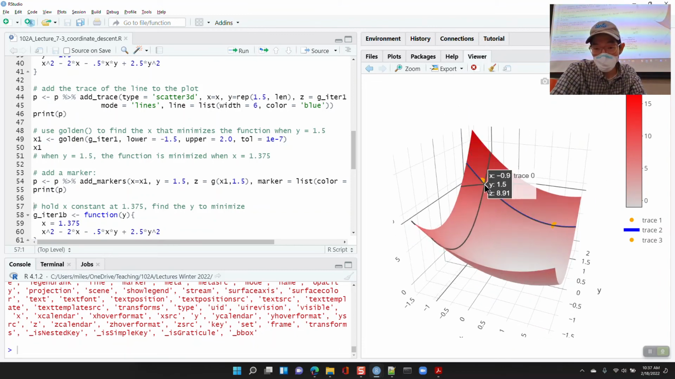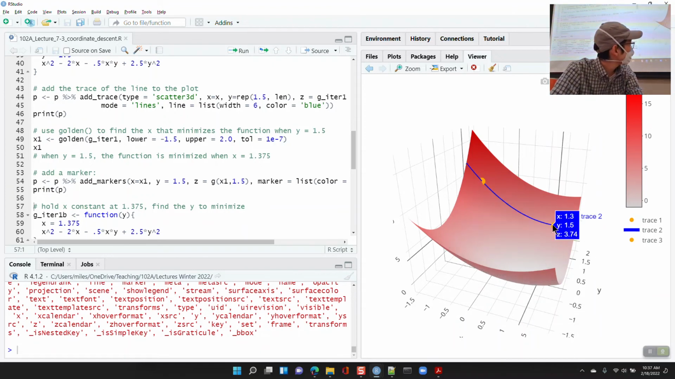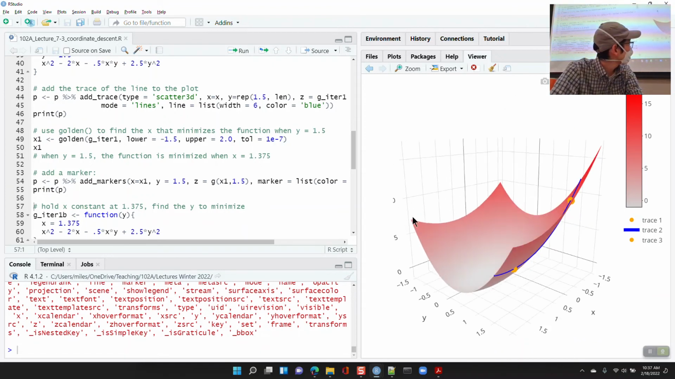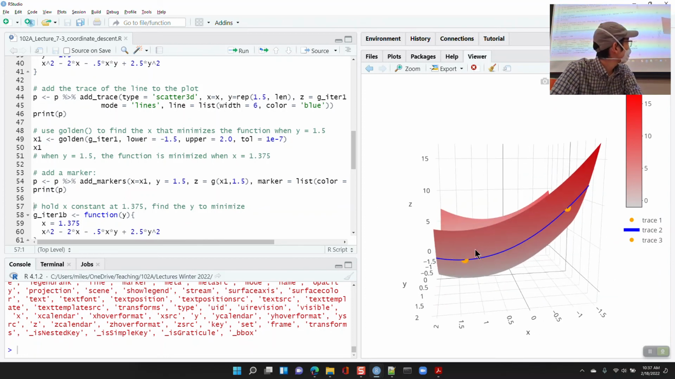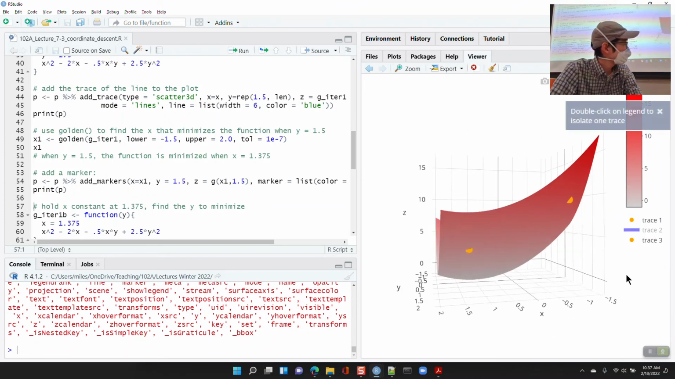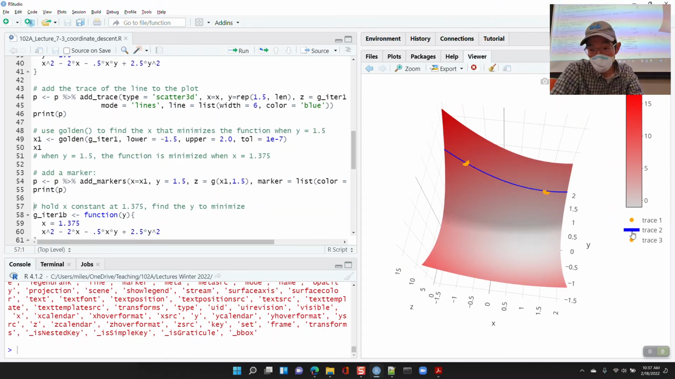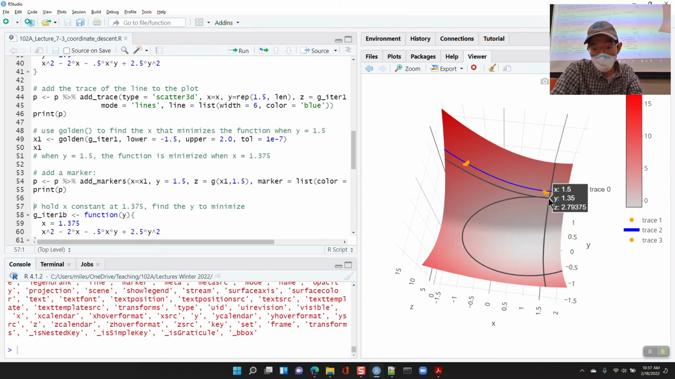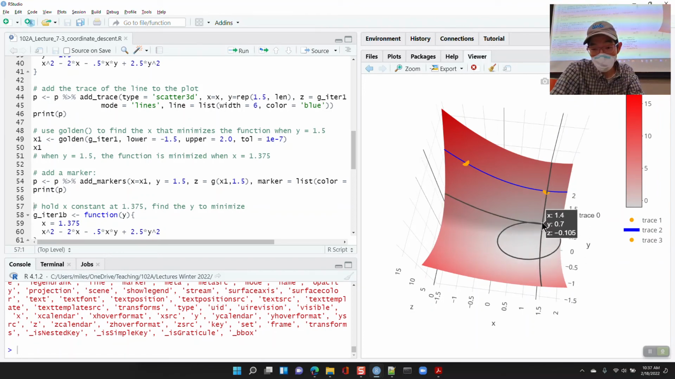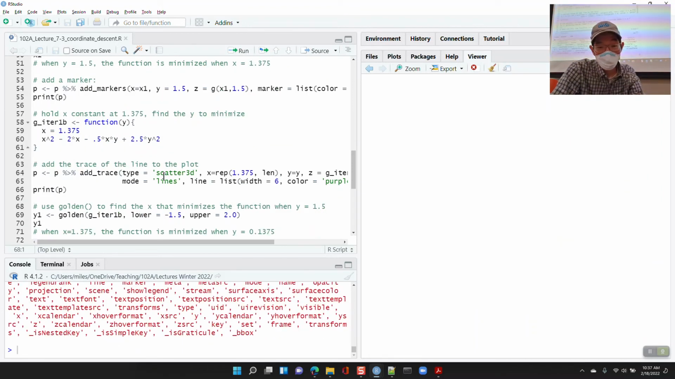So we've turned this into a univariate function. The value that minimizes this univariate function is right here, this yellow dot. If you look, this is the lowest the blue line gets. Okay, so now that we have that, what do I do? We're going to lock this value in at 1.375 and draw a trace there.